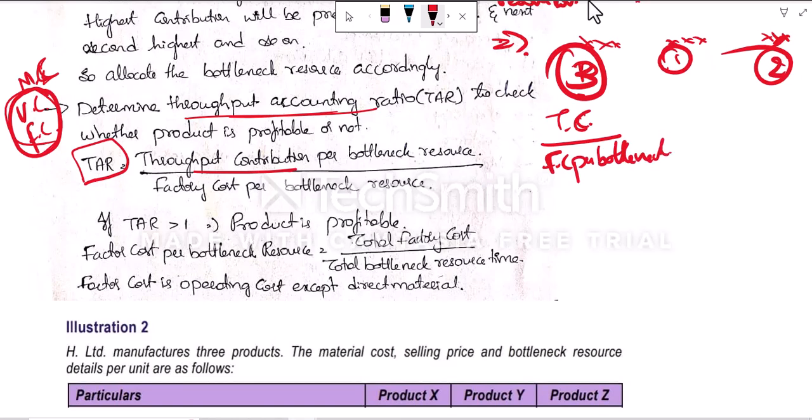What is meant by factory cost? Any cost other than the direct material cost. How will we calculate factory cost per bottleneck resource? Factory cost divided by bottleneck resource. That's it.